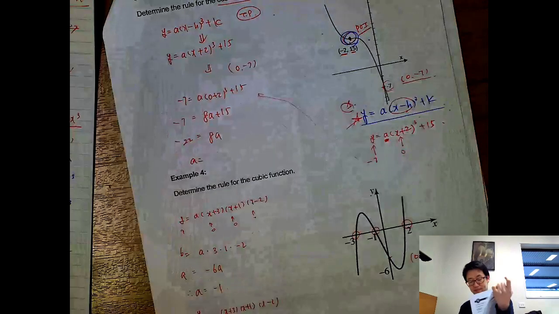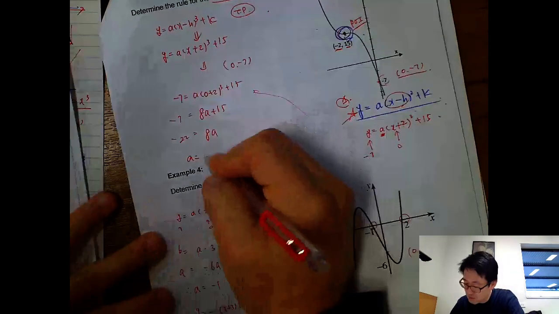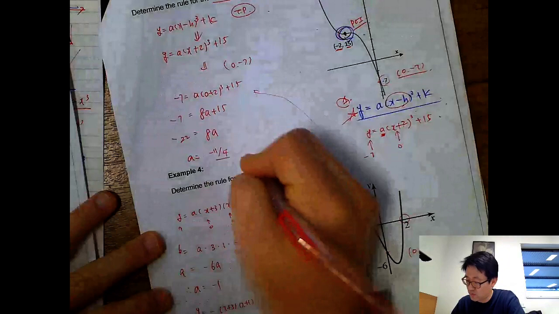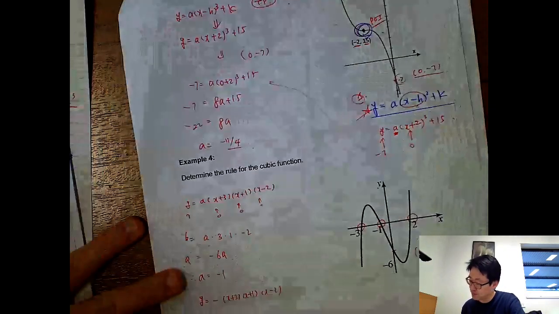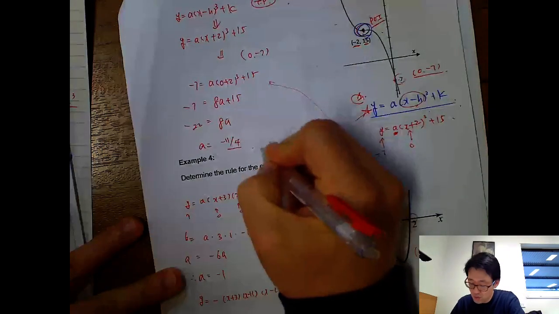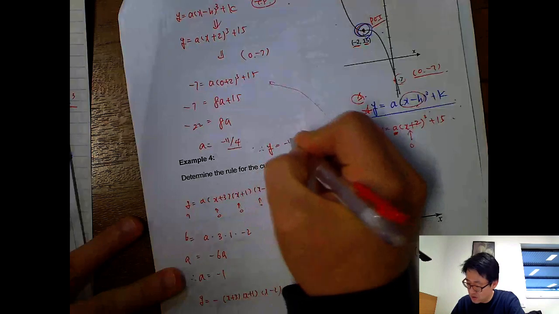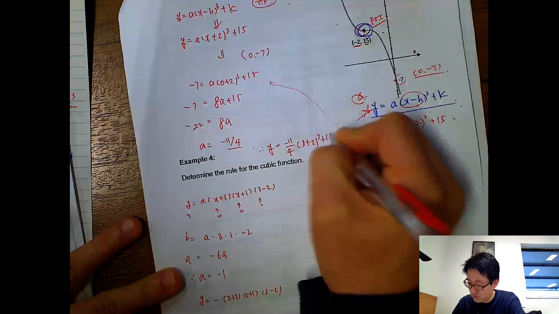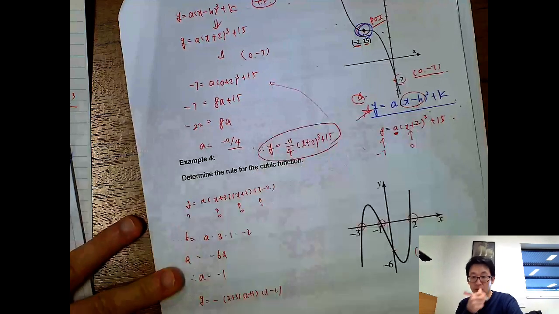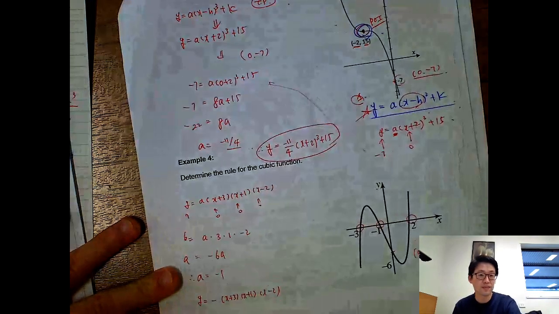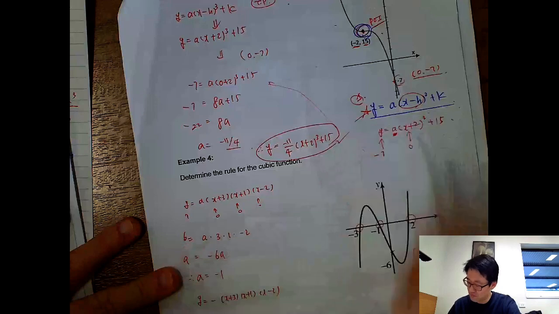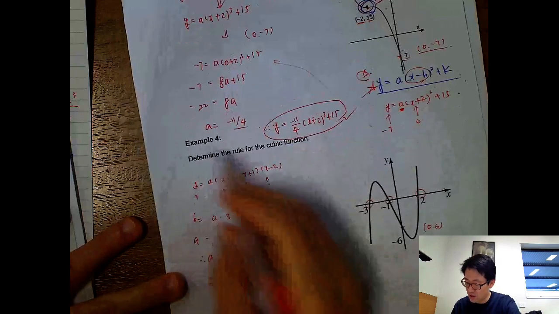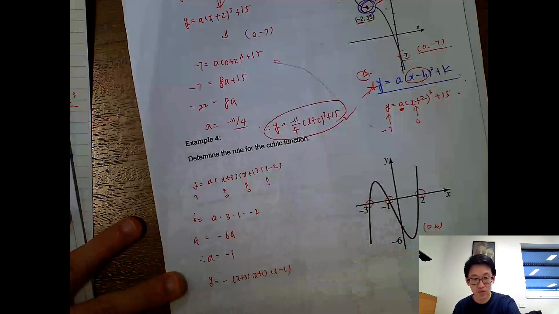Yeah, it's correct. You should get a equals minus 11 over 4. Therefore, y equals minus 11 over 4, (x plus 2) cubed plus 15. All good? Yeah. And then example 4.